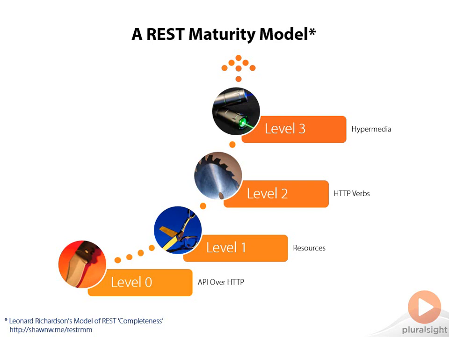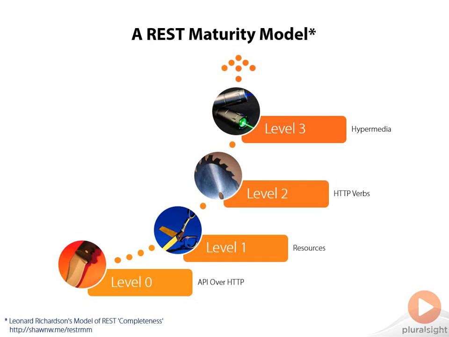So level 0 is sort of the minimum of any API on the web. You're doing some API and you're using HTTP. This could be RPC with XML. It could be RPC in CGI returning binary objects. It doesn't matter. It's just saying that you have an API and it's working over HTTP.